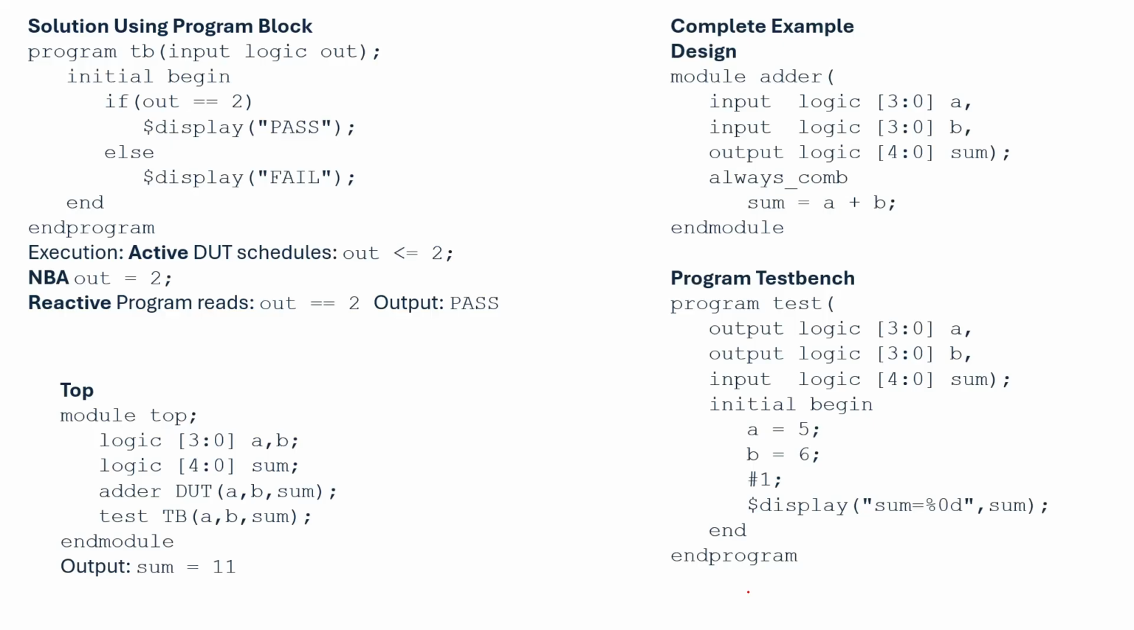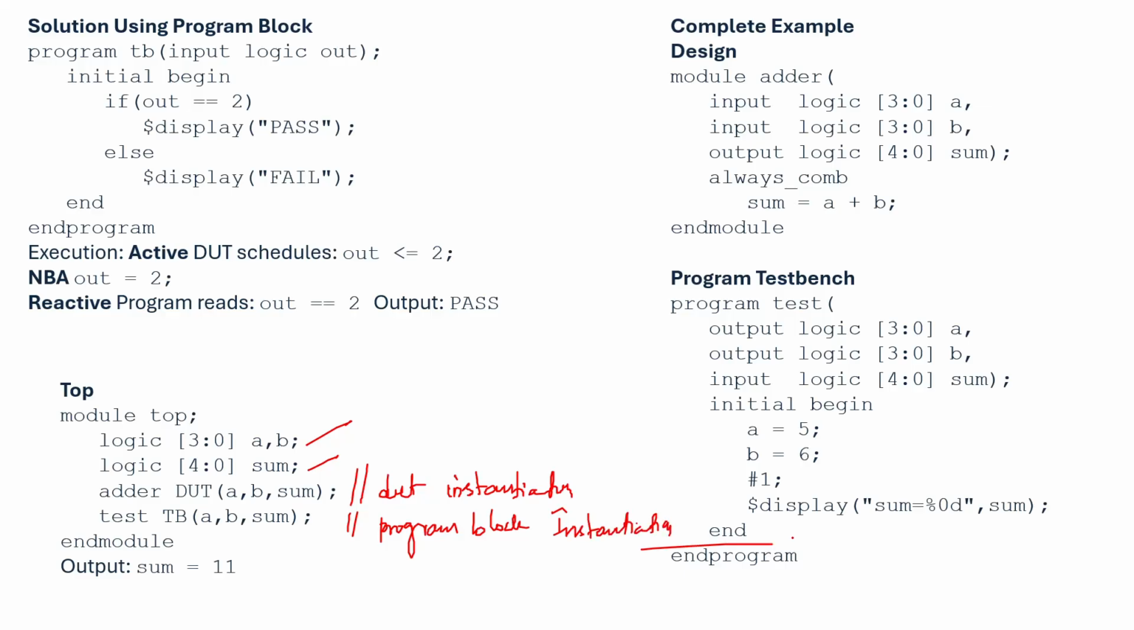Same thing, top module I'm writing here. In the top, the things I'm writing are the same signals representation. This is my DUT instantiation, and this is my program block instantiation. So program block instantiation and then DUT instantiation. After that, this TB will be executed.